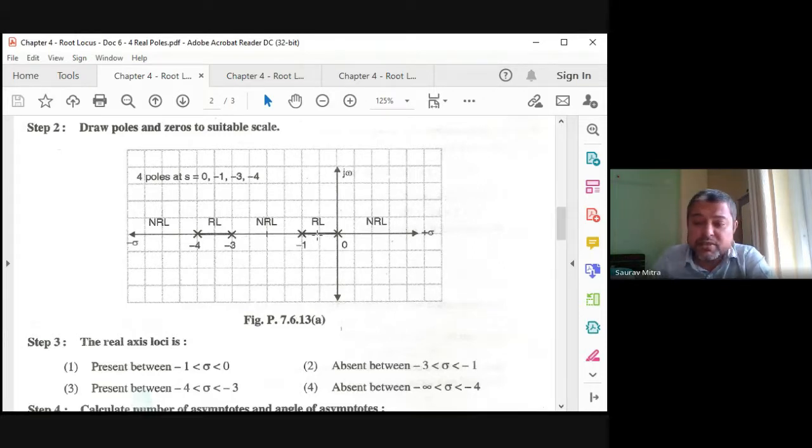Whatever gain is there, that is called k critical. So the magnitude of k divided by s into s plus 1, s plus 3, s plus 4 is equal to 1. There you have to substitute that value of the breakaway point and you get the value of k critical. So for this pair of poles there will be one k critical, and for this pair of poles -3 and -4 there will be another k critical. So there will be two gains, because there are two breakaway points, for which the root locus roots will collide.